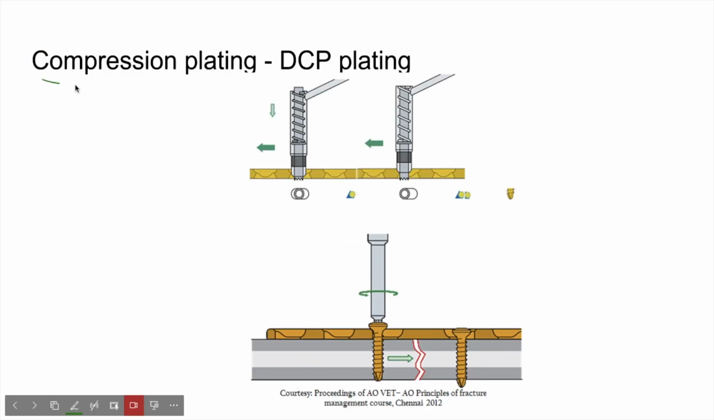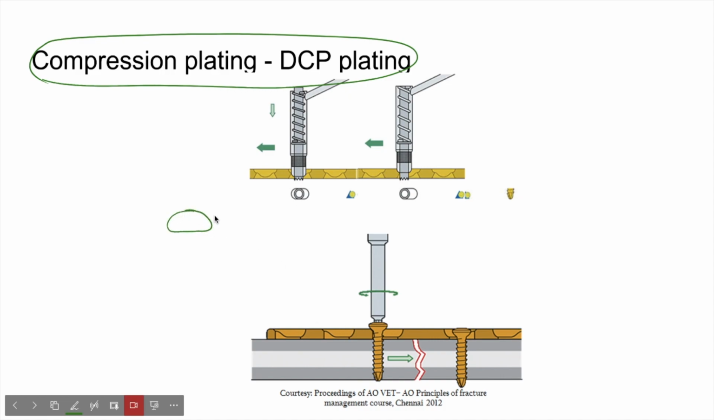Now coming to the first of these things that we use, the DCP plate, which is used in a compression fashion. The DCP plate is made of an oval hole, right? When you drill the hole in the center, it is called a positional or neutral screw. This is the first screw that is applied on either side of the fracture, in the neutral position.